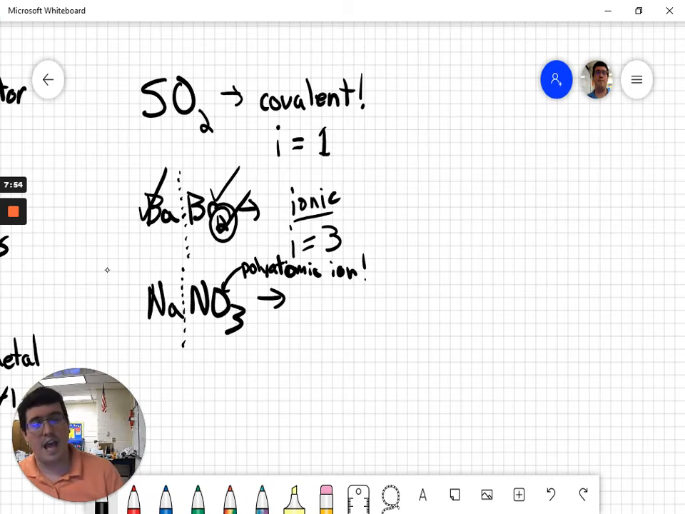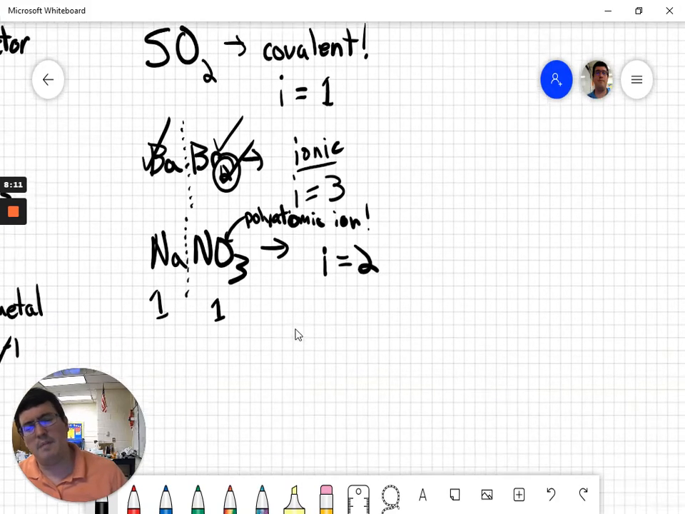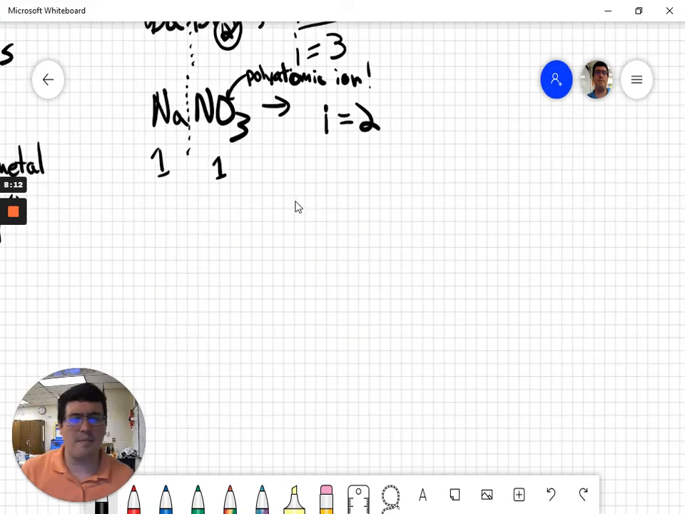So that polyatomic ion, believe it or not, does not count as 3. It only counts as 1. All that together counts as 1. And sodium counts as 1 as well. So believe it or not, this one has an I of 2. Somebody immediately says, hey, what about a polyatomic ion where there's more than one polyatomic ion? If that only had 1, how do I know when there's more than 1?